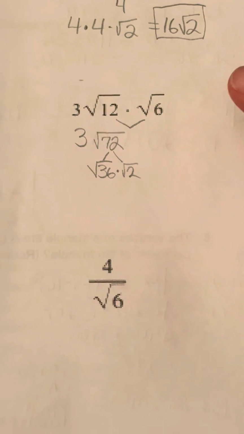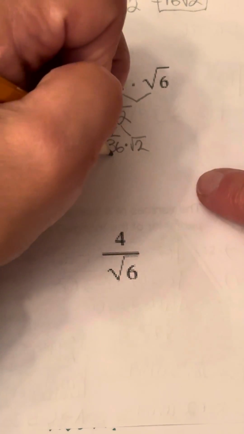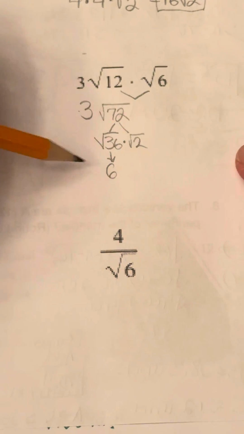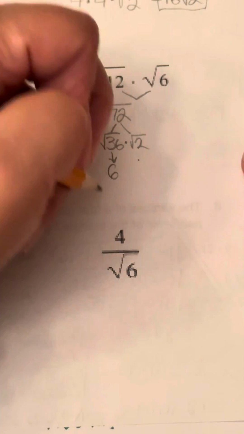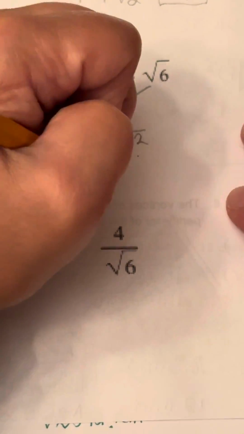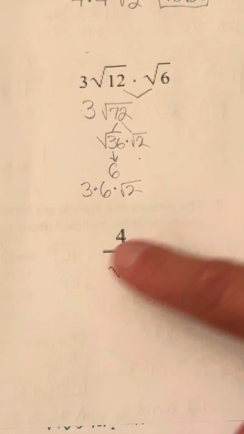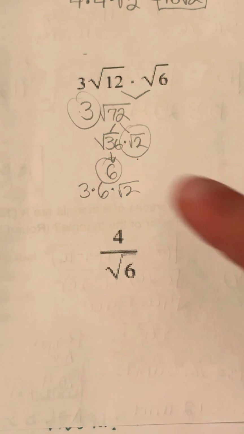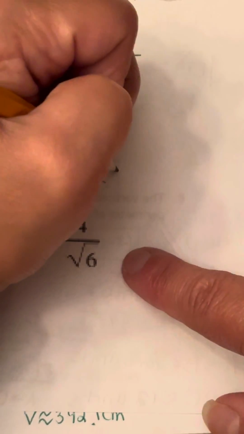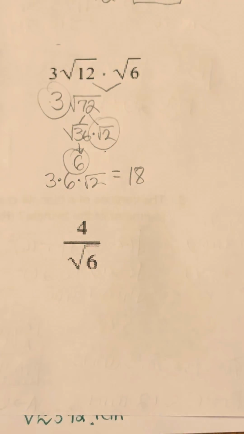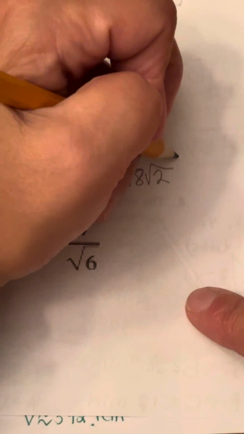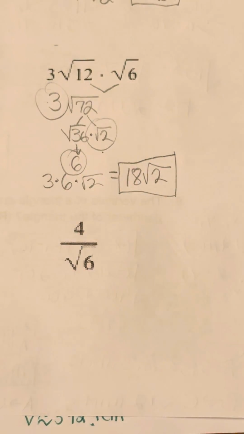2 is a prime number, so I can't do anything with that. But 36 square rooted is going to be 6. So what I have is a 3, a 6, and a square root of 2. It's not actually my answer yet, but almost. So I multiply the two numbers, 3 times 6, which is 18. Then I can't do anything with that root 2. That's as far as I'm going to be able to go with this particular problem, and that is all I can do.